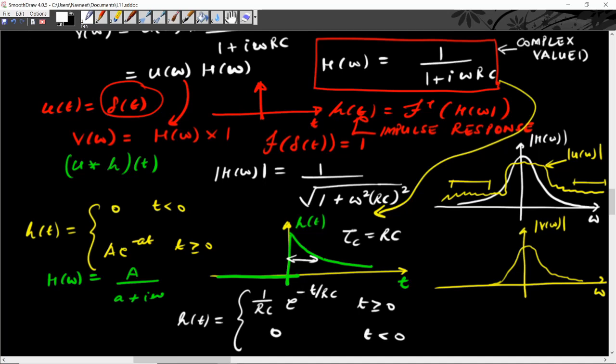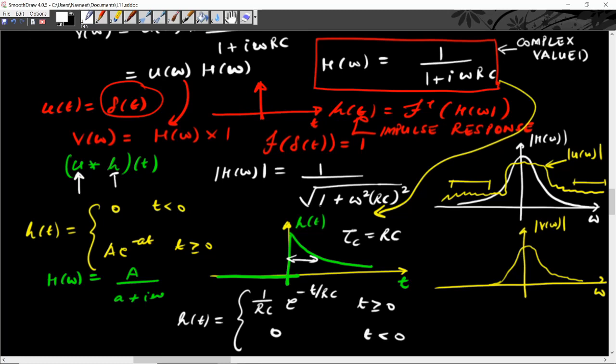So filtering using an RC filter can be thought of as taking my input signal u of t and convolving it with this impulse response function h of t, that is an exponentially decaying pulse. Or alternatively, we can think of it as taking the product of the Fourier transform of the input signal with this transfer function, which is the Fourier transform of the exponentially decaying pulse.